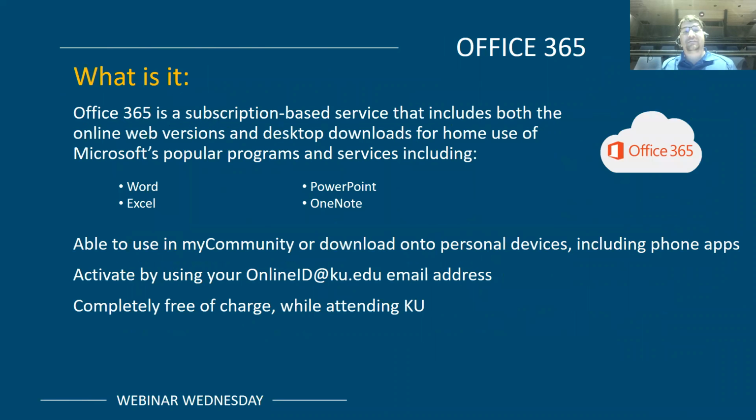So Office 365, what is it? Office 365 is a subscription-based service that includes both the online web versions and desktop downloads for home use of Microsoft's popular programs and services, including Microsoft Word, Microsoft Excel, Microsoft PowerPoint, and Microsoft OneNote. In order to access Office 365 here at KU, you'll need to log into mycommunity.ku.edu with your online ID and your password.